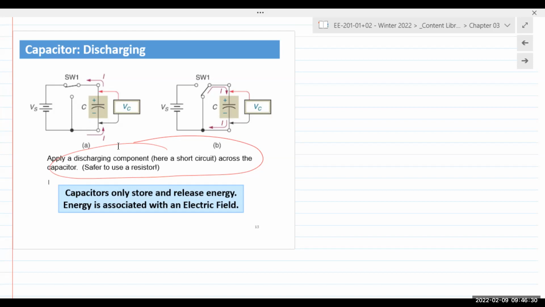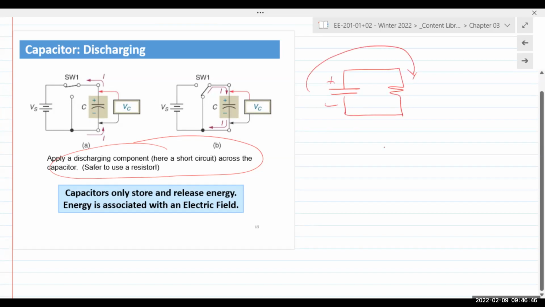You have a capacitor that is fully charged. You plug in a resistor across that capacitor. The capacitor will now slowly release the energy through that resistor. And of course, the resistor dissipates the energy as heat. So it'll slowly dissipate all of that energy as heat. Okay.